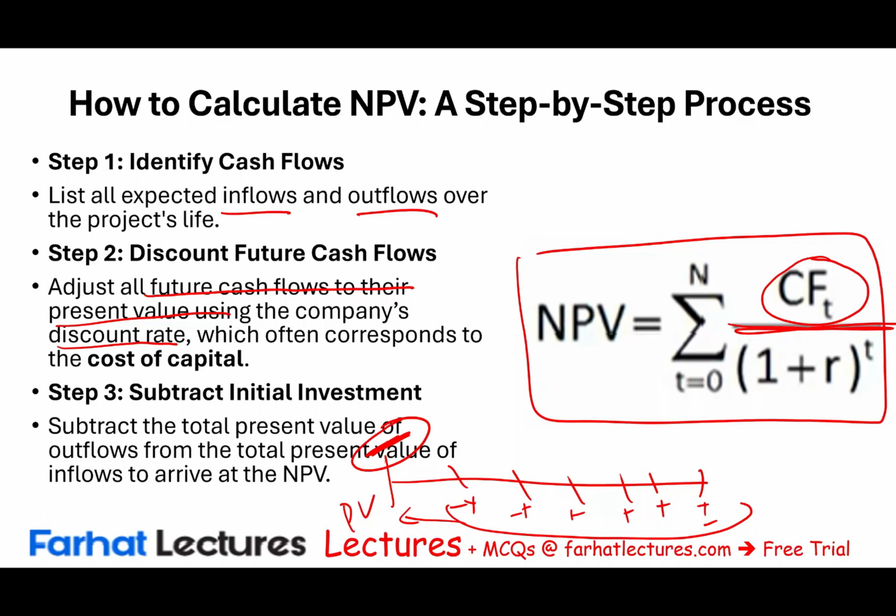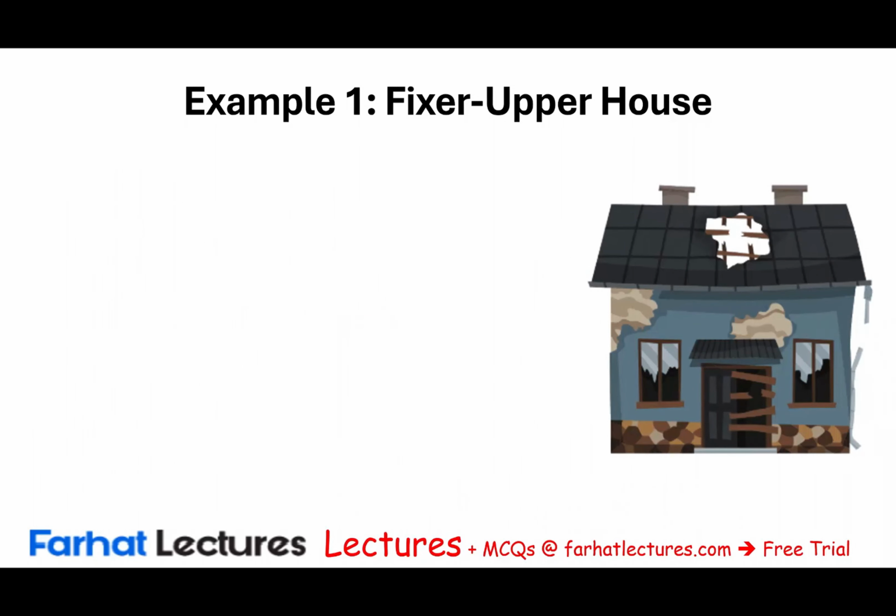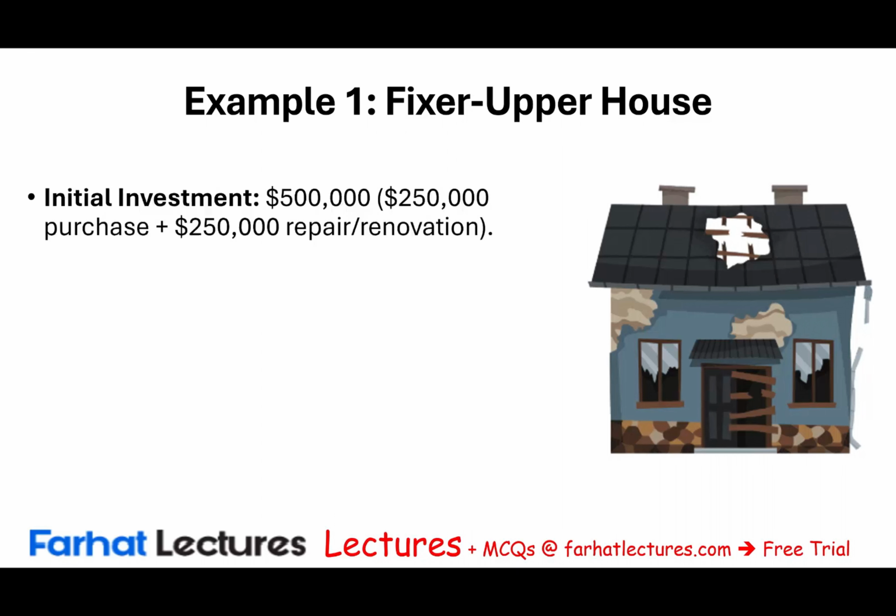Now I'm going to start with simple examples, then build it up to a more complex example. I'm going to start with a fixer upper house to show you a simple net present value without complicating things. So initial investment, let's assume you bought a house. It's a fixer upper. It's a broken house in California. You purchase it for $250,000. You put an additional $250,000 immediately, and you invested in total $500,000 today.